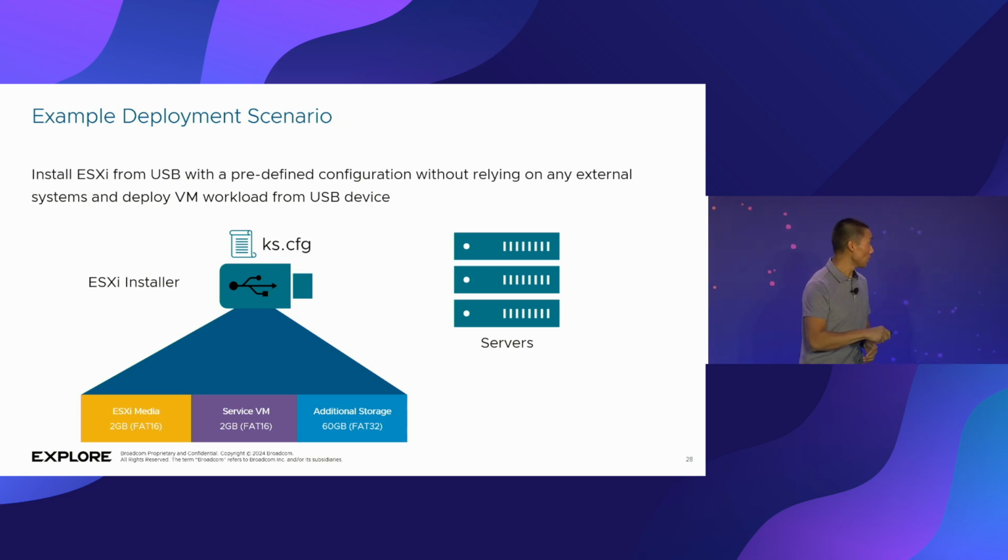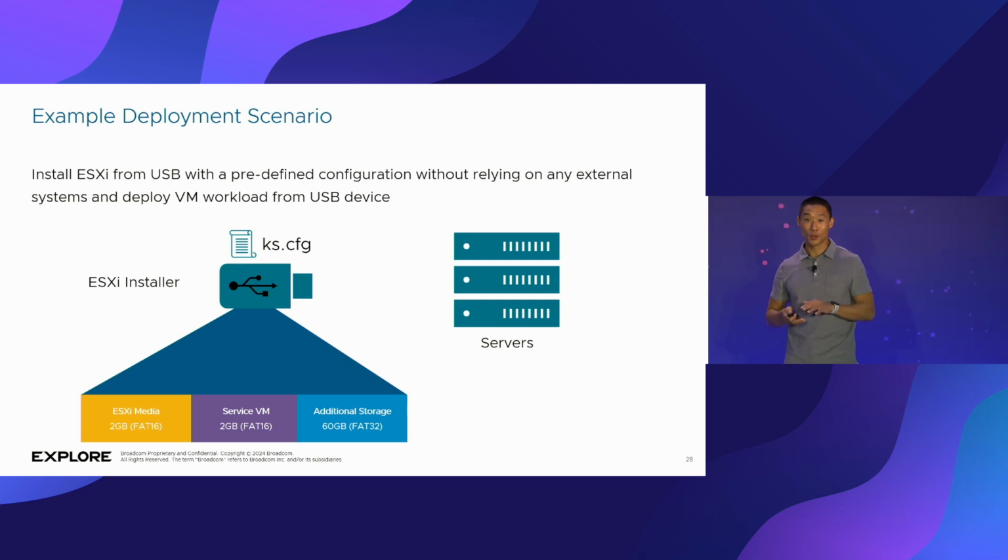And so what we did here, the technique here was basically taking that USB device, partitioning it up where we place the ESXi media on a FAT16 partition, and then I can actually use another FAT16 partition to hold a service VM that's 2 GB, because there is a maximum in terms of the FAT16 file limit. And then for the rest of the storage, I'm actually using FAT32.